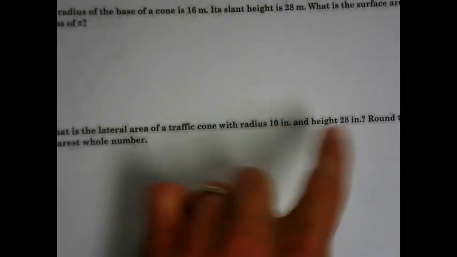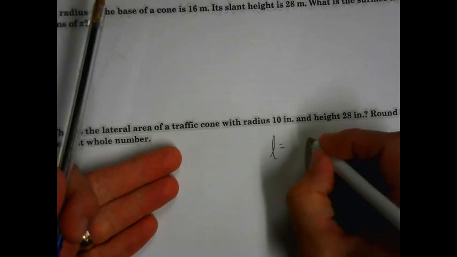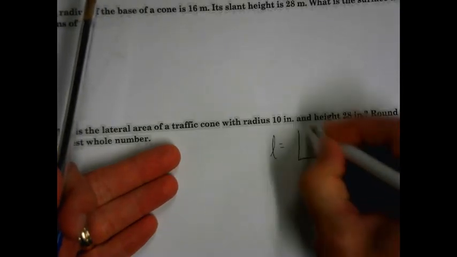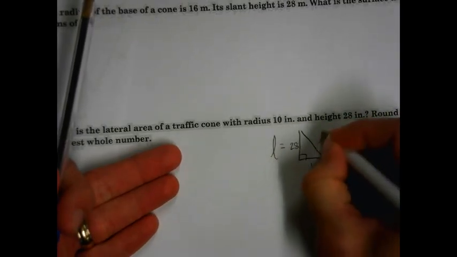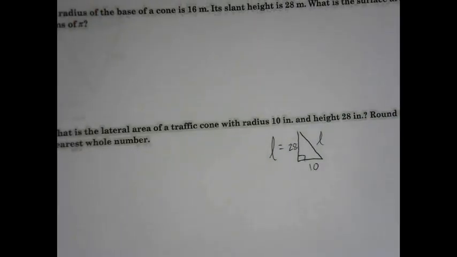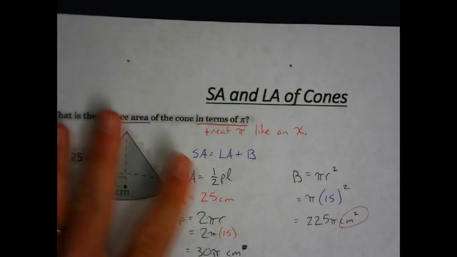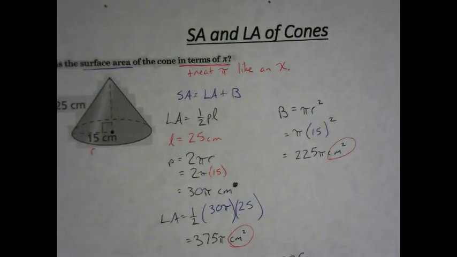Lateral area of a traffic cone. Radius is 10, height of 28. So we have to find the slant height. The slant height would be equal to, the radius is 10, and the height is 28, and so we would use Pythagoras there as well. We've got to be careful with that. And that is it for the surface area of cones, and that is it actually for the entire unit. So we are all set for the unit on surface area, and we'll catch you on the next unit.